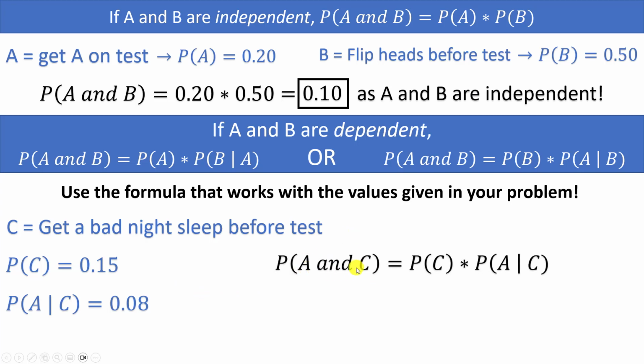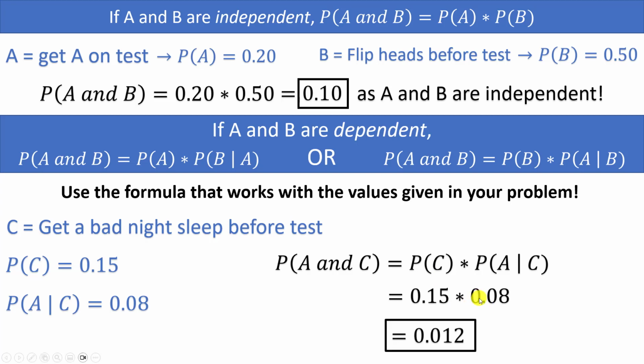The probability of A and C is equal to the probability of C times the probability of A given C. I've just modified this second formula over here and replaced any of the B's with C's. This is the formula we're going to want to use because we have the probability of C and we have the probability of A given C. If we wrote out the formula using this form, we would not have the correct numbers. The probability of C is 0.15 and the probability of A given C is 0.08, so multiplying those together, we get the probability of A and C to be 0.012. There's about a 1.2% chance that you both don't get a good night of sleep the night before the test and then also get an A.